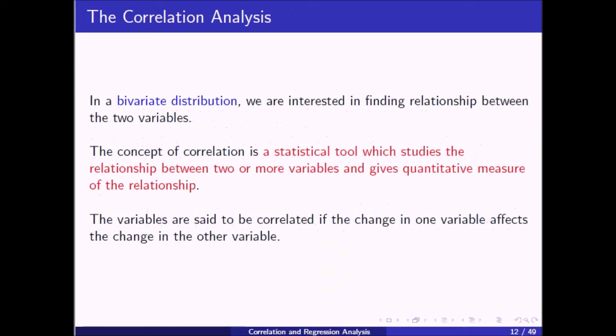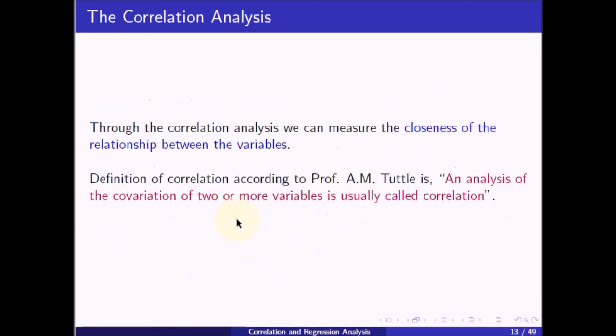Next we'll talk about correlation analysis. In a bivariate distribution, we are interested in finding the relationship between the two variables. The concept of correlation is a statistical tool which studies the relationship between two or more variables and gives a quantitative measure of the relationship. The variables are said to be correlated if the change in one variable affects the change in the other variable. Through correlation analysis, we can measure the closeness of the relationship between the variables. Now, the definition of correlation according to Professor A.M. Tuttle is: an analysis of the covariance of two or more variables is usually called correlation.